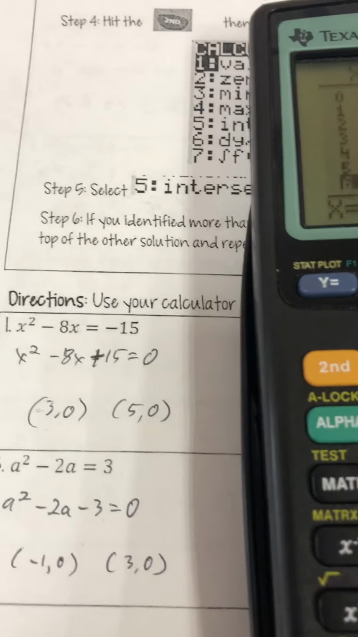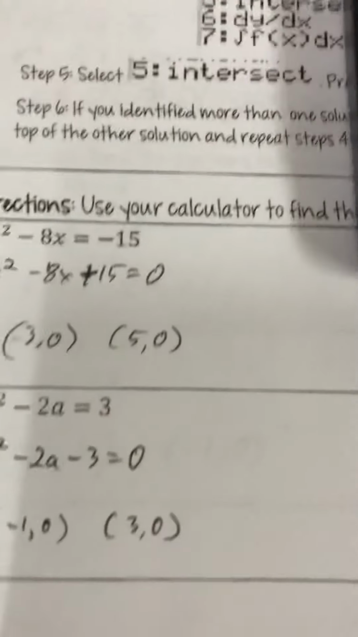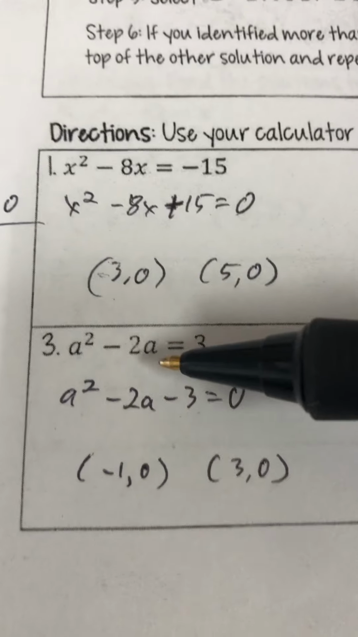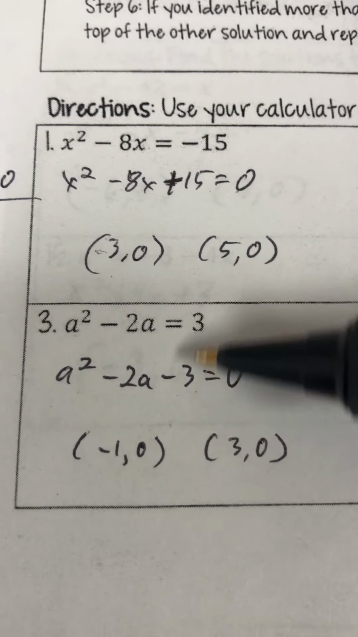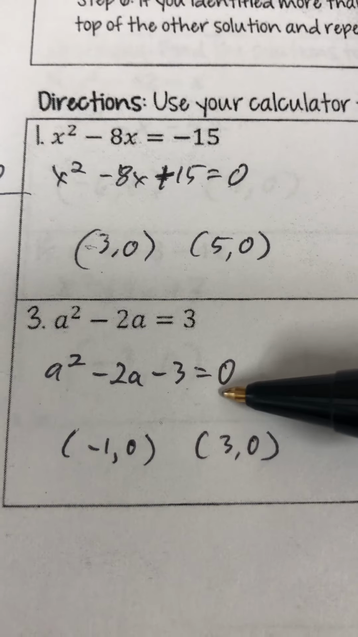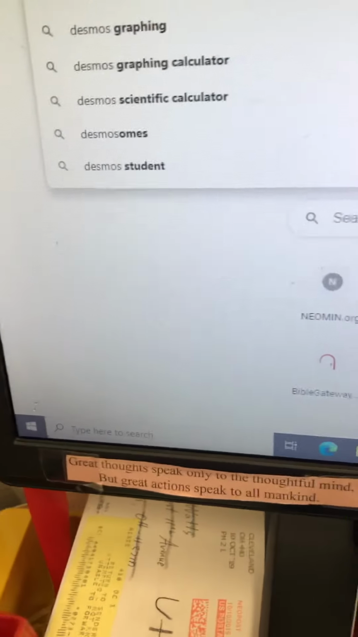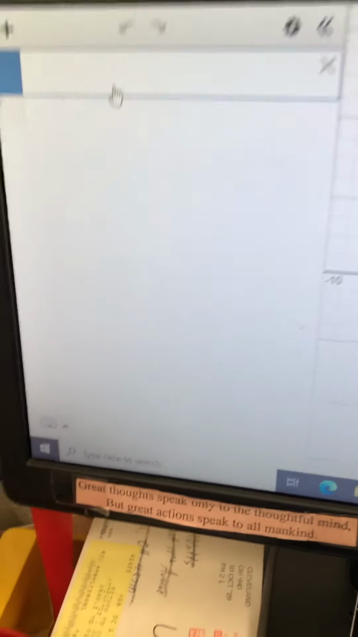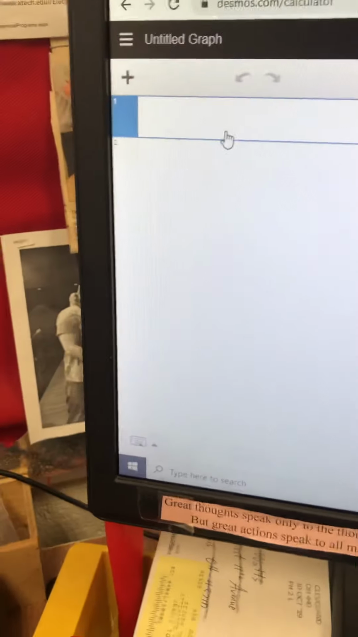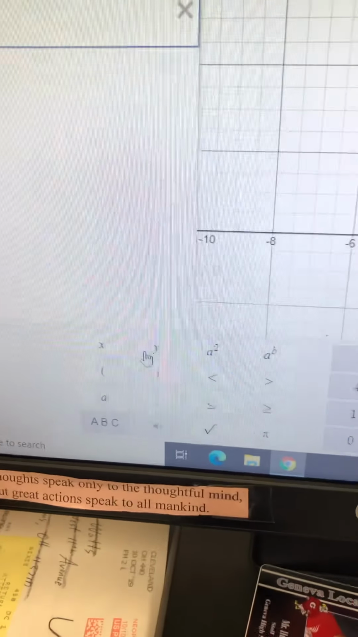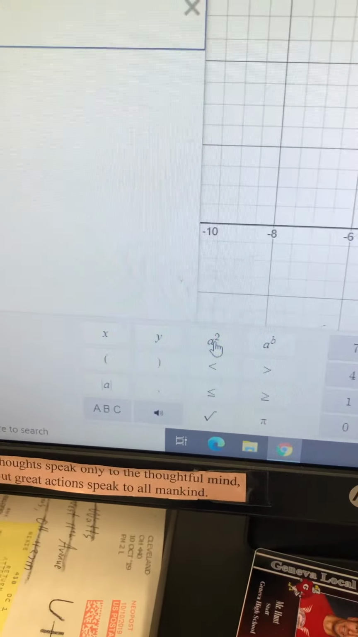Now, you could also enter this in Desmos, and I'm going to show you the next one on Desmos. You could put it in a calculator. I first put it in standard form. I subtracted 3 from both sides. And if you do Desmos, look up Desmos graphing calculator. You pull this up, and I'm going to put x squared. Even though it's a, you go ahead and use x. It doesn't matter what the letter is. Then 2x, and then minus 3.